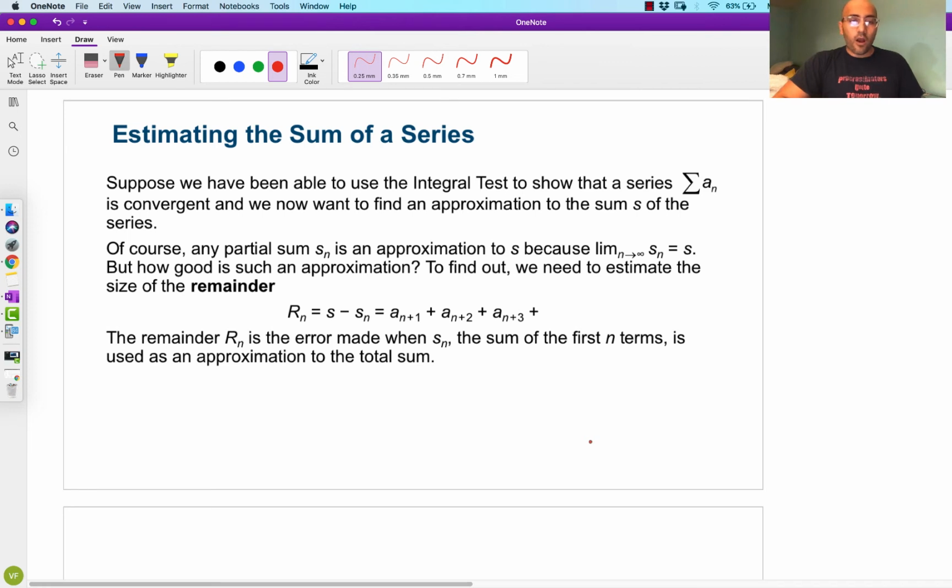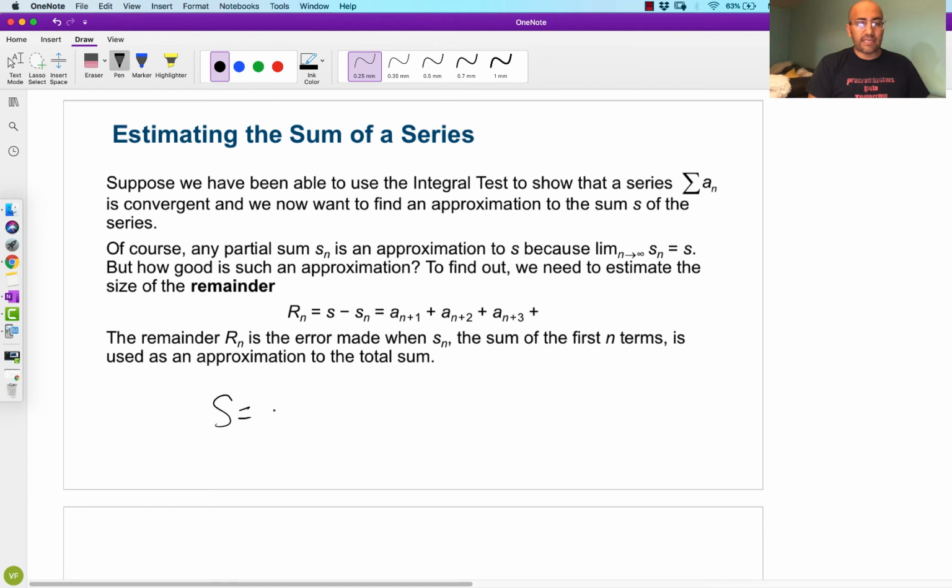And that would be r sub n, the remainder, where r sub n is equal to s minus s sub n. So remember that s sub n is the sum of the first n values of our sequence. And so if we take the total sum minus the first n values in our sequence, well, that'll be the remaining values, right?